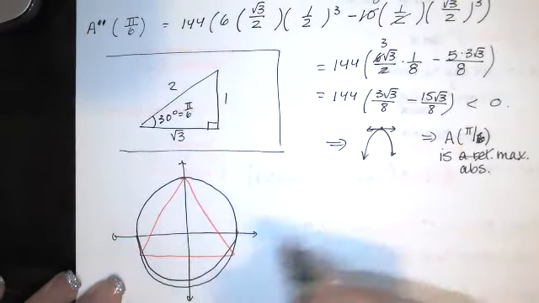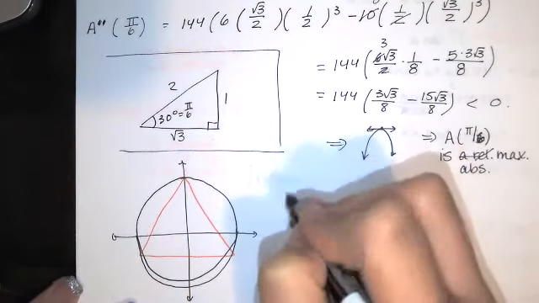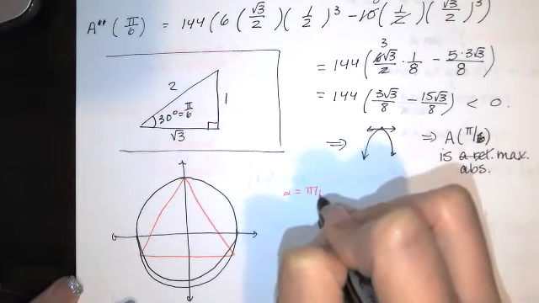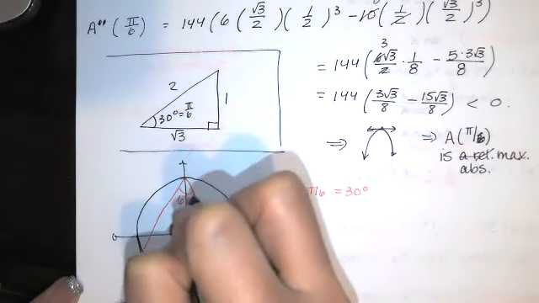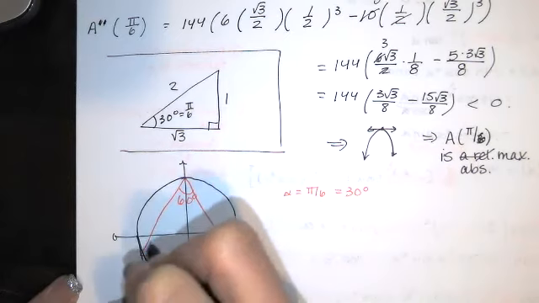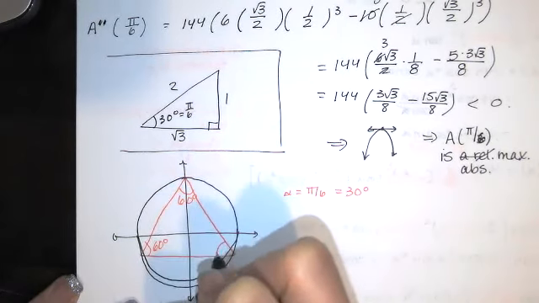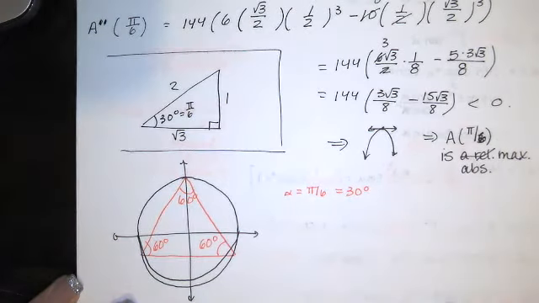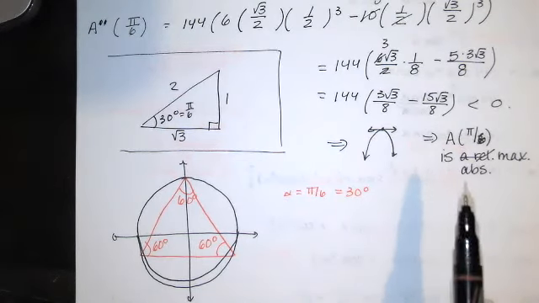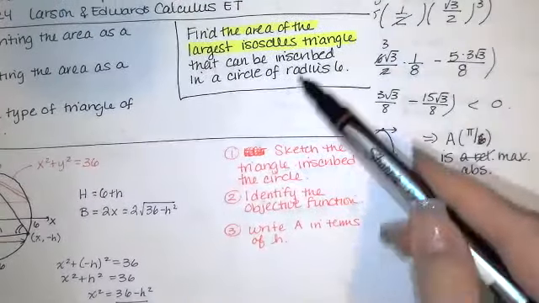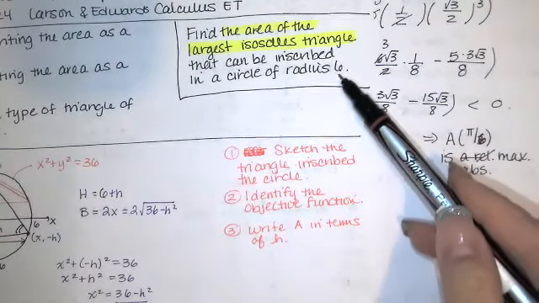What does that mean? Well, if alpha equals pi over 6, that's 30 degrees. That means this angle at the top is 60 degrees. And if this is an equilateral triangle, that means this is 60 and this is 60. And I think that makes a lot of sense. It makes sense that that would have to be 60 and that would be 60 and that would be 60. Okay, now they asked us to find the area of the largest isosceles triangle that can be inscribed in the circle of radius 6.